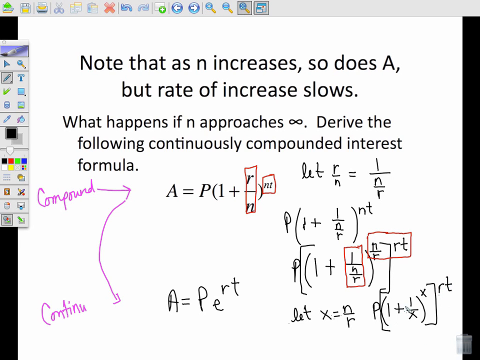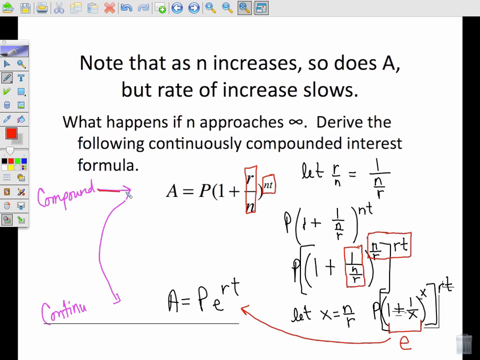Now, does this look familiar? This 1 plus 1 over x to the x, right there. That should look familiar. This expression right here is E. And so we can write our formula for continuous interest. At no time did I really change anything. I just was rewriting R over N.